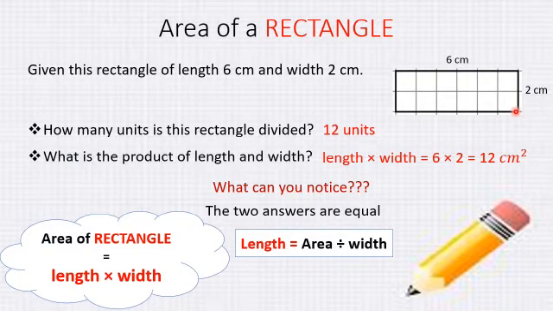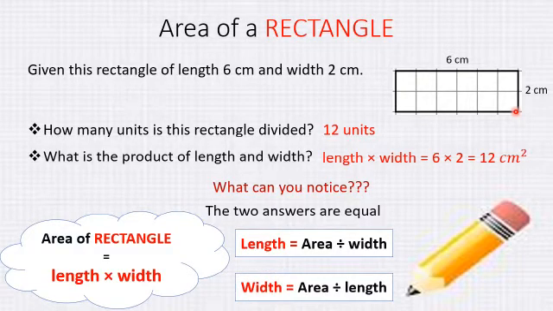If I ask you to calculate the length given the area and the width, then the length is equal to area divided by the width. If I ask you to calculate the width given the area and the length, then the width is equal to area divided by length. You have to memorize these rules.